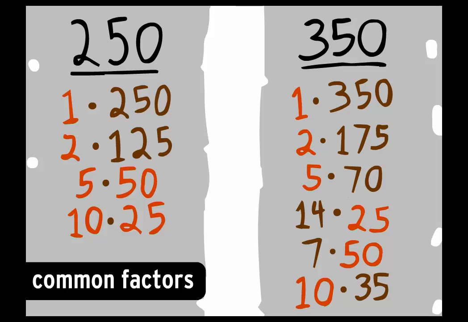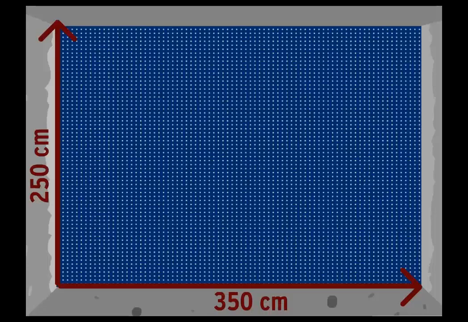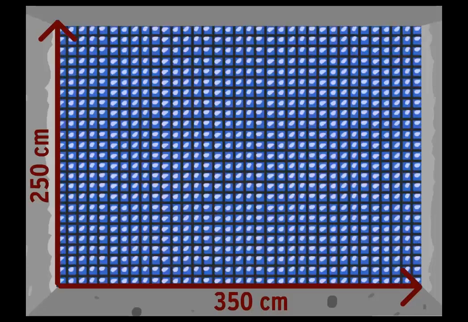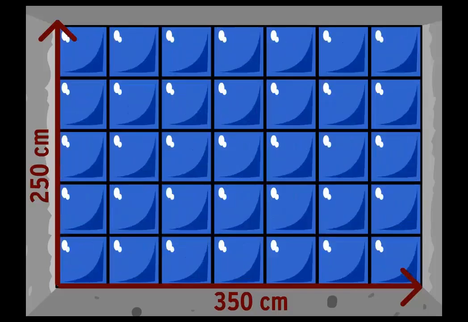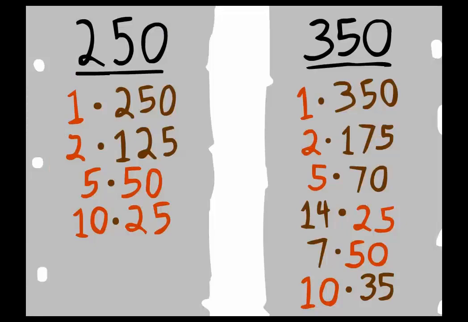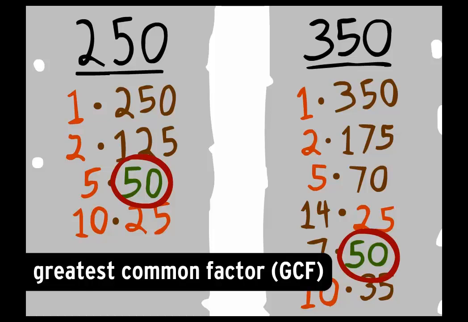Assuming our tiles are square, we can pick ones whose sides are equal to any of those common factors. 2 by 2, 5 by 5, 10 by 10, 25 by 25, and 50 by 50 tiles would all work. If I wanted to lay as few tiles as possible, I'd pick the biggest factor that both 250 and 350 have in common. Right, 50. We give this number a special name, the greatest common factor, or GCF.